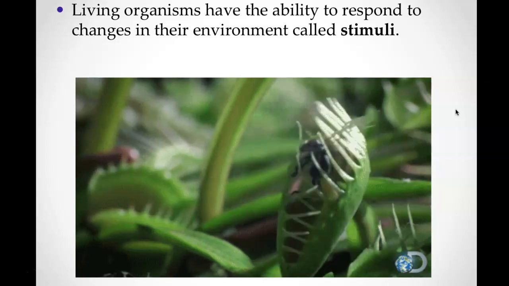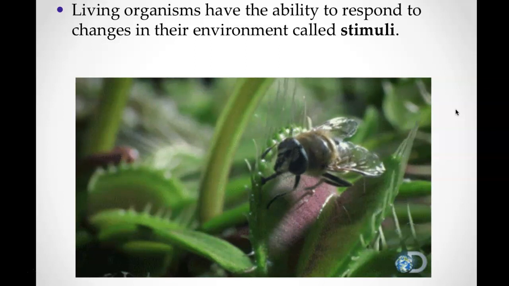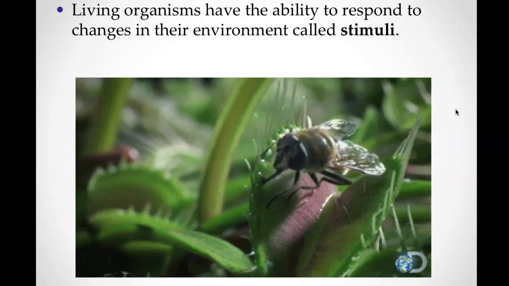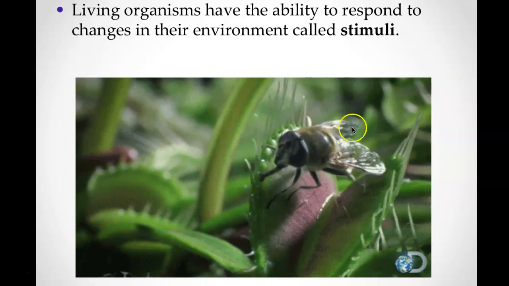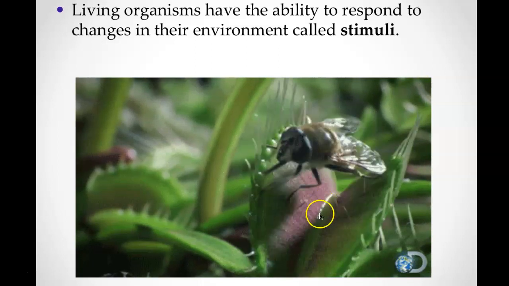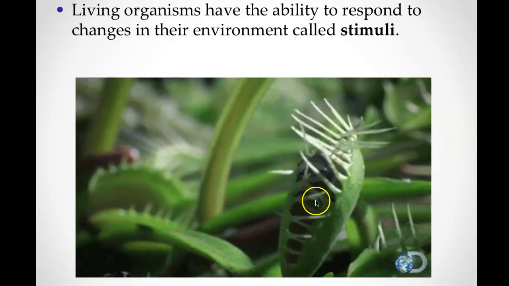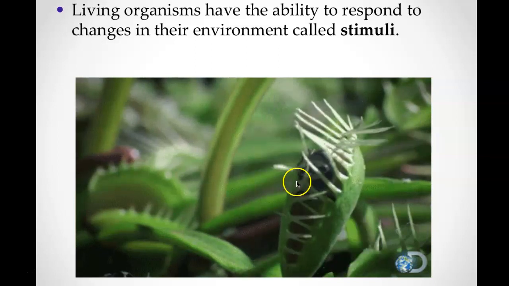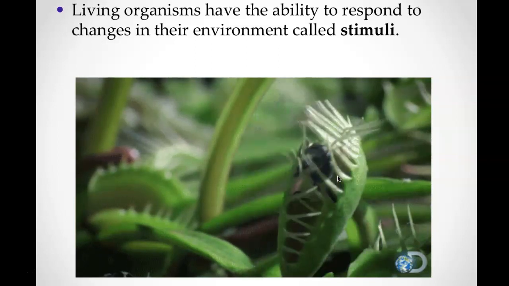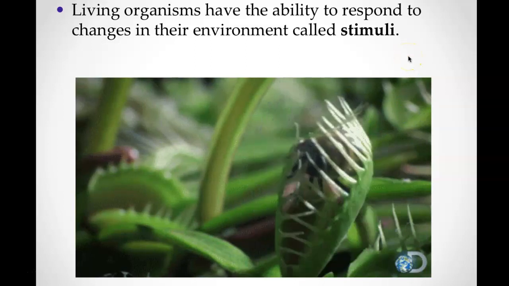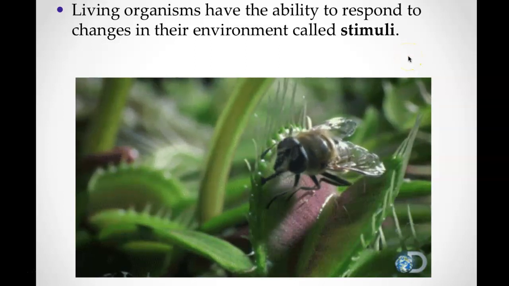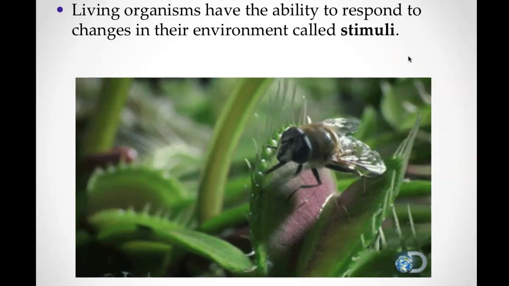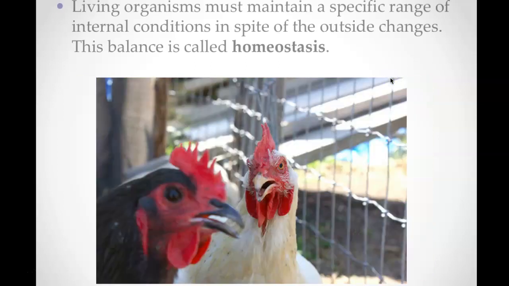I've had students try to keep them in the greenhouse before, and it didn't turn out that well. But for the time being, we will get flightless fruit flies, those that have been bred to not have wings, and we'll put them right here, like this fly. When they sense movement, they collapse and then digest the fly. So this is a Venus flytrap responding to a stimulus, another characteristic of life.